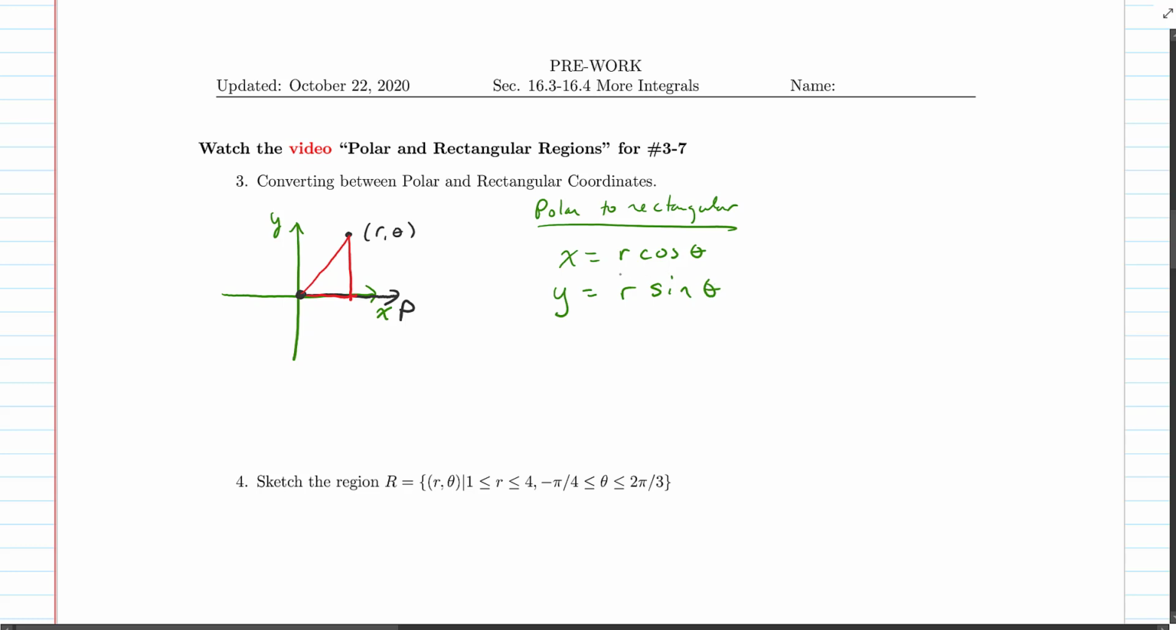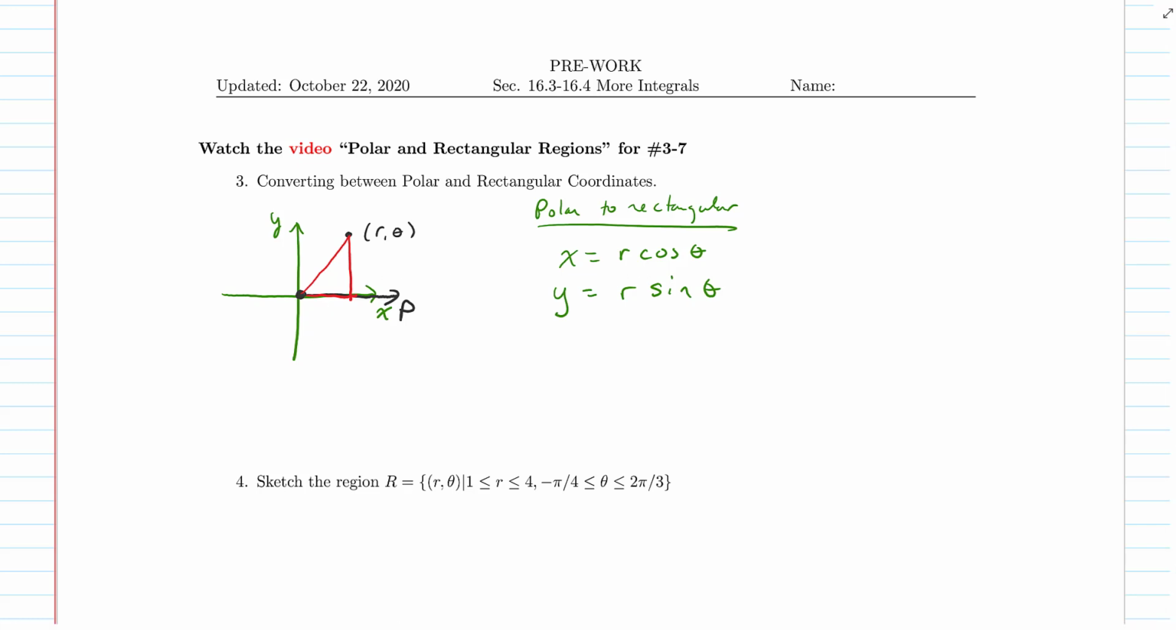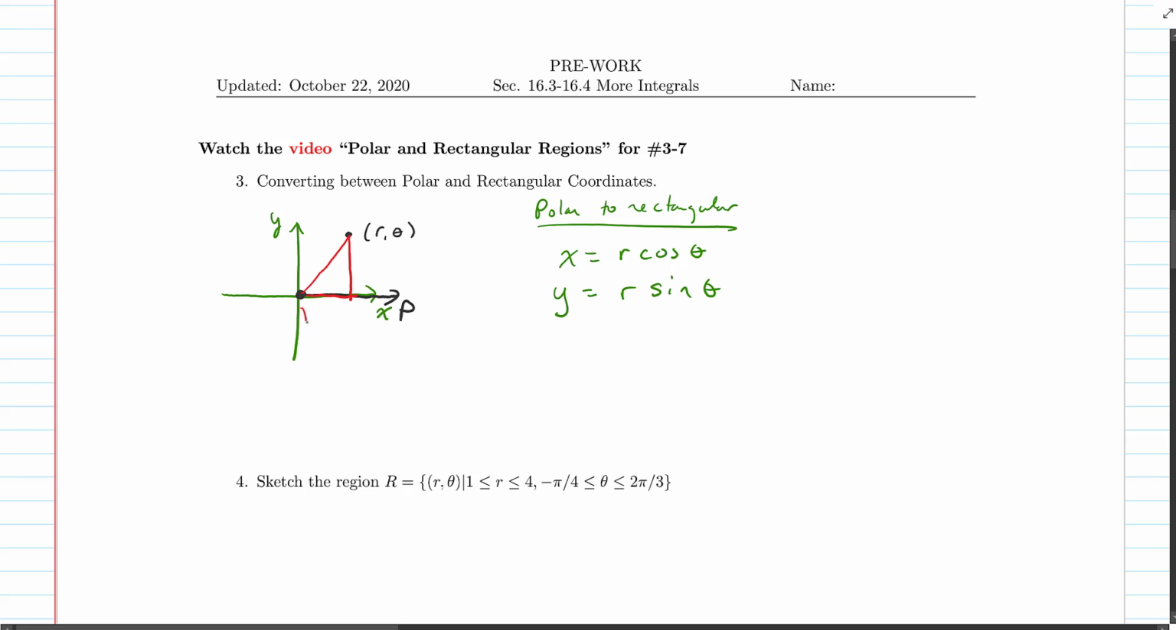And so what that says is we could take an ordered pair r comma theta, and we could find an x coordinate about it by simply finding the length of this side right here, given that we know the radius, which is the hypotenuse of this right triangle, and then the angle theta, we can find that x coordinate. And likewise, we can do the same thing with the y coordinate here.